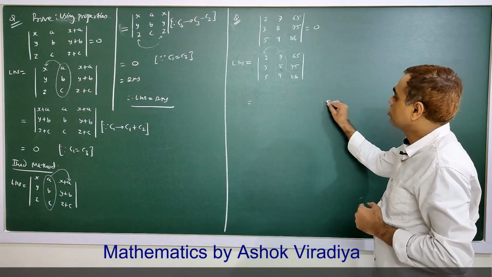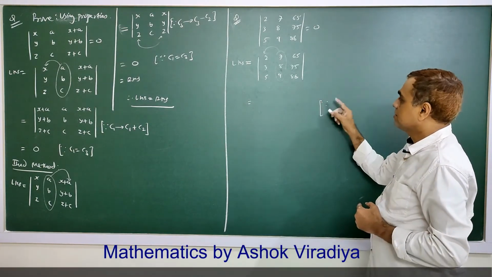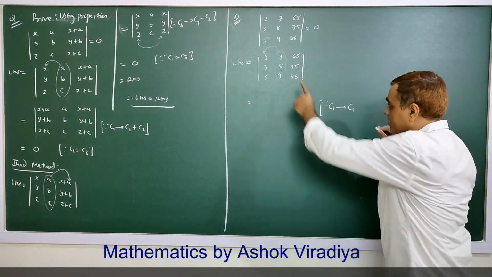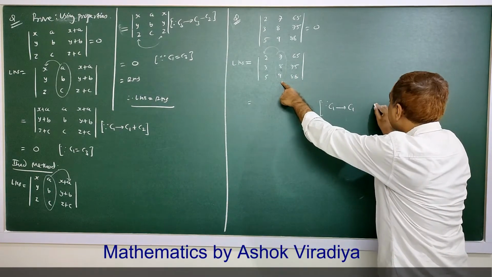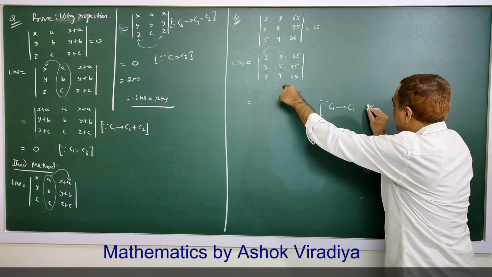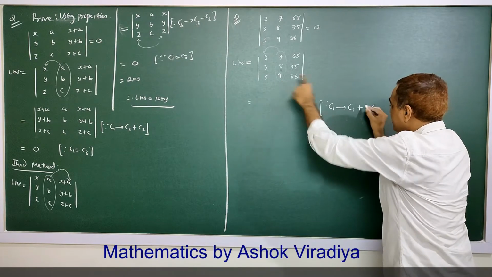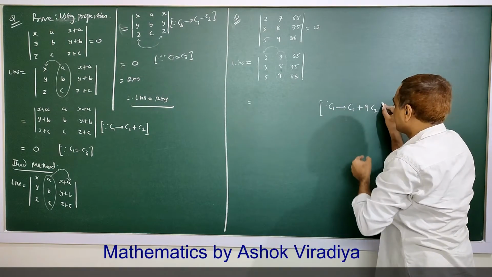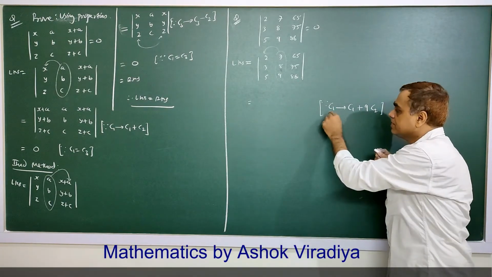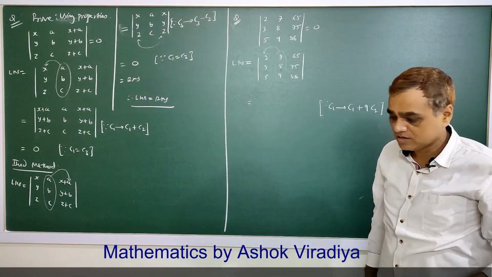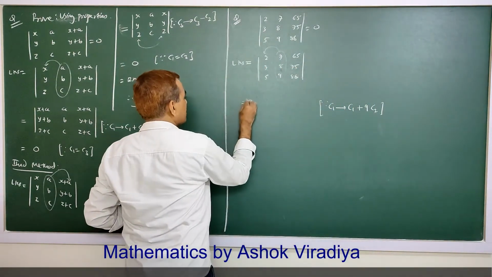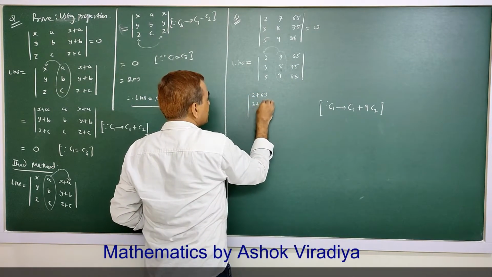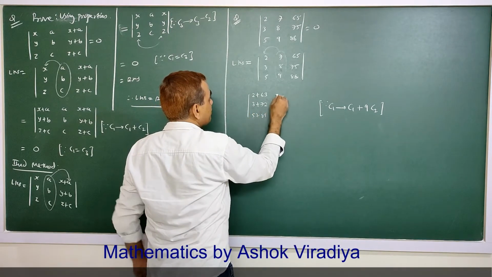So here which operation are we doing? We are doing a change in the first column. In the first column, the elements of the second column are multiplied by 9 and added in the first column. So this change will be in C1. C1 will be changed by this operation. So here 2 plus 63, 3 plus 72, 5 plus 81.